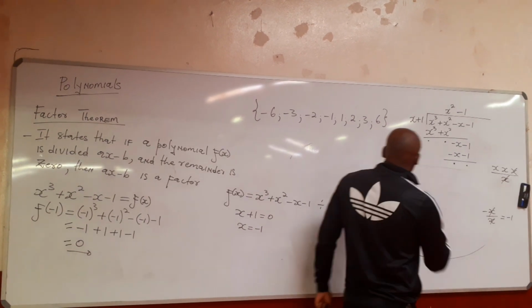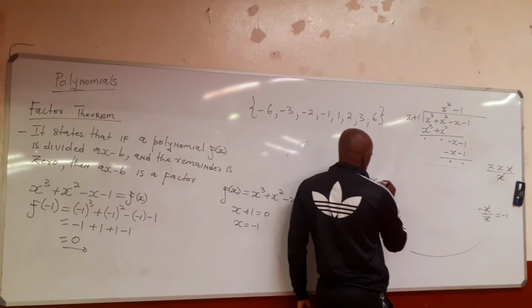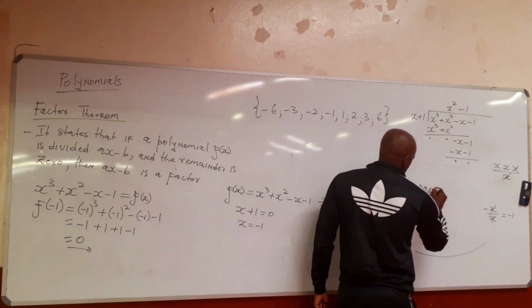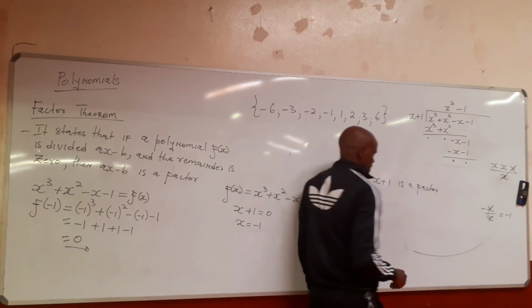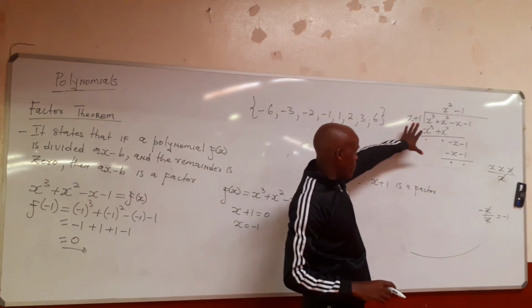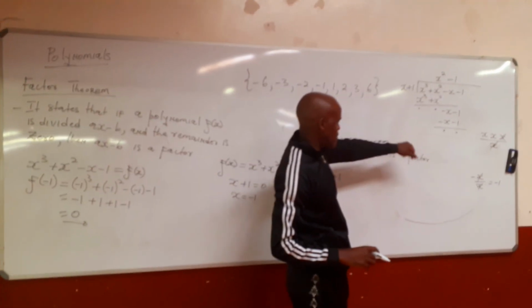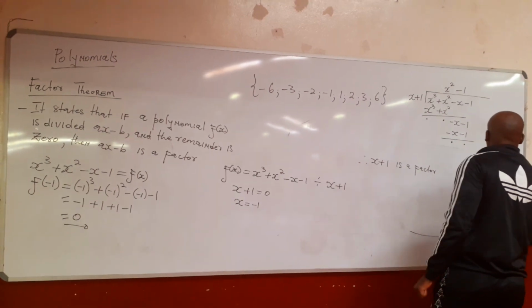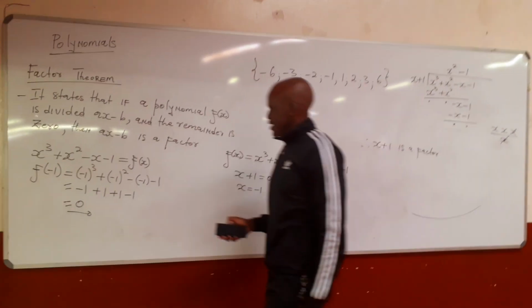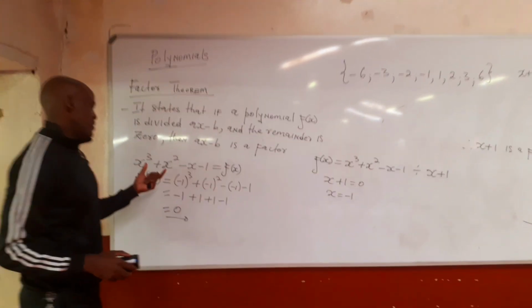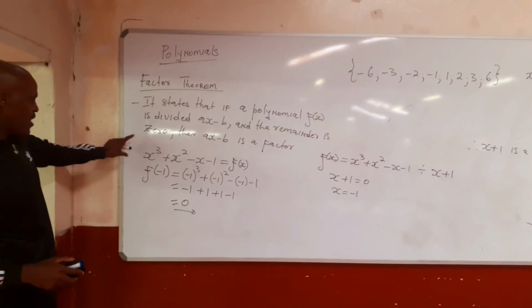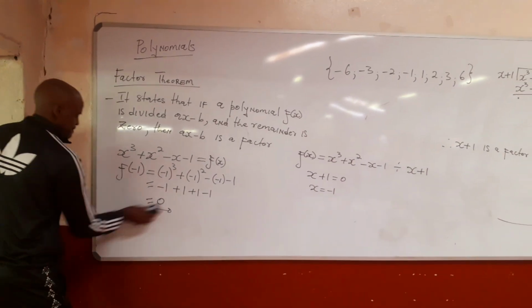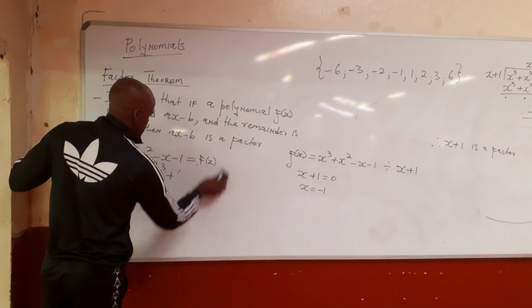That means x plus 1 is a factor. X plus 1 is a factor, because if you divide here, you find out that the remainder is 0. So that's how we use what we call the factor theorem. But then, remember, this is a cubic polynomial. There are some other ways of factorizing a cubic polynomial. We are going to look at a few of them.